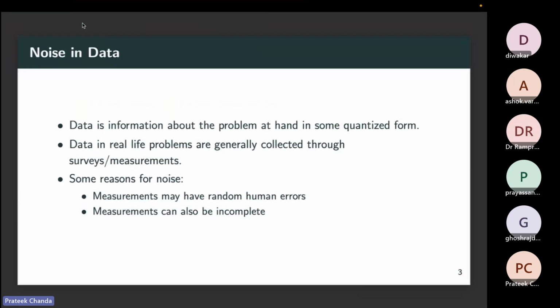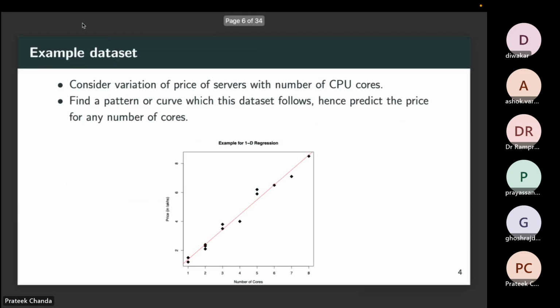Data is information about the problem at hand in some quantized form, and it can be collected in various forms: through questionnaires, surveys, or measurements, for example in lab experiments, or sensor data. There is a lot of noise that can get added to this data. Measurements can have human errors that act as noise, and some measurements can be incomplete also. So there is a lot of problem with noisy data, and that can affect the model predictions.